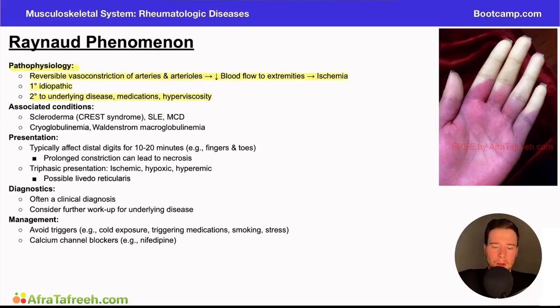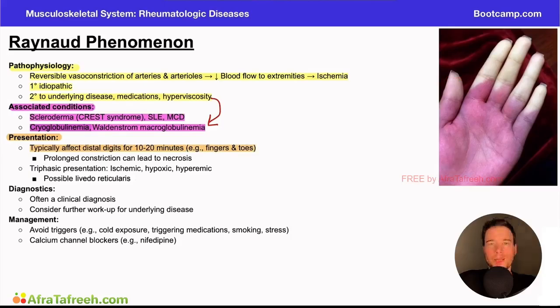in the body. Now, if we draw our attention to the associated conditions here, we already mentioned the association with scleroderma and CREST syndrome, but this can also be seen in SLE and MCTD as well, which is mixed connective tissue disease. Additionally, we have our hyperviscosity syndromes. When we think about our presentation here, this is typically going to affect the distal digits for about 10 to 20 minutes. These include things like the fingers or toes.